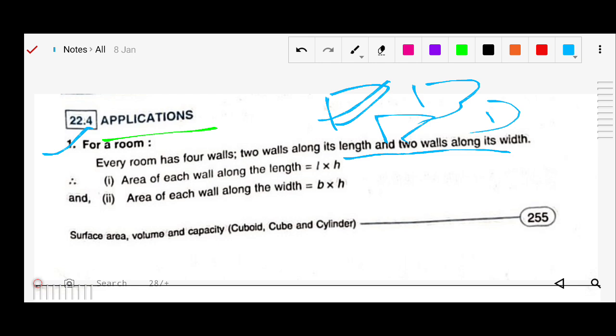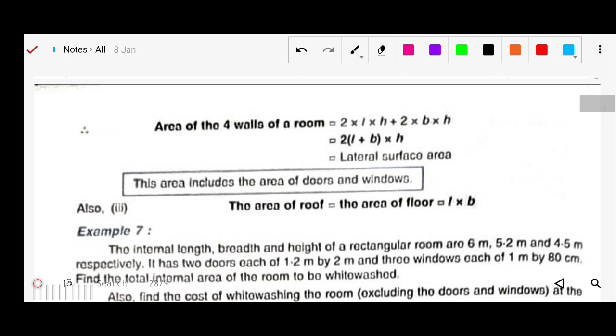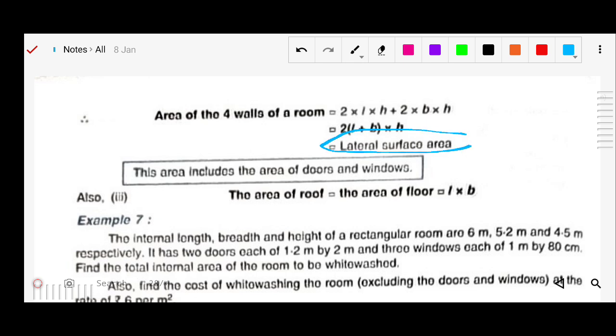So the area of each wall on one side is L into H and B into H. In both, the height will be covered, but one is along the length and one along the width, right? So further, as you can see, the area of 4 walls of a room. What is the formula? 2 into (L plus B) into H, which is nothing but the lateral surface area. Just now we have seen the lateral surface area of a cuboid, right? So what was that? The lateral surface area of your cuboid, which is the area of 4 walls, that is 2 into (L plus B) into H. The same formula is here.